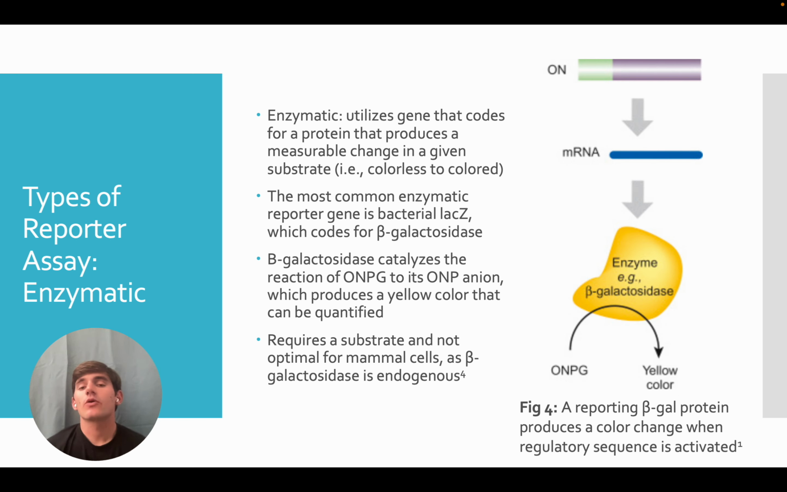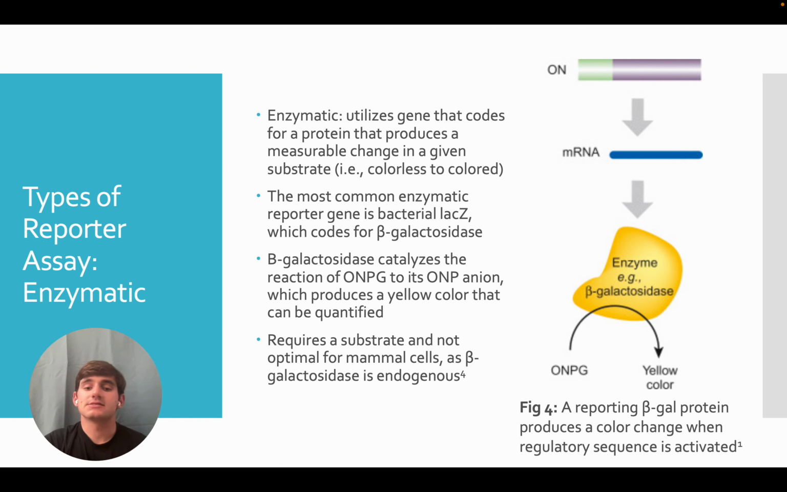As I mentioned before, there are a wide range of reporter genes that code for a wide range of reporter proteins, and this allows for many applications of reporter assays. So the first specific kind of reporter assay that we're going to get into is enzymatic. An enzymatic reporter assay utilizes a reporter gene that codes for an enzyme that can produce a measurable change in a substrate. For instance, changing a colorless substrate to a colored substrate. The most common enzymatic reporter gene is bacterial lacZ, which codes for beta-galactosidase.